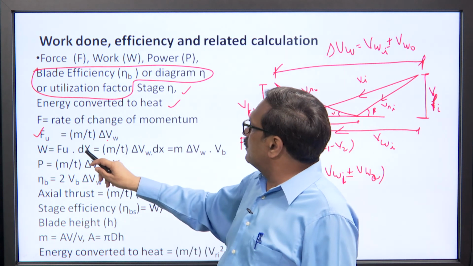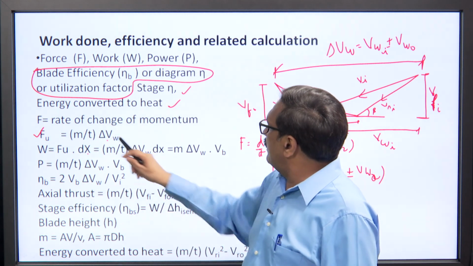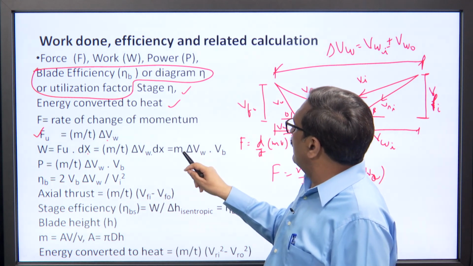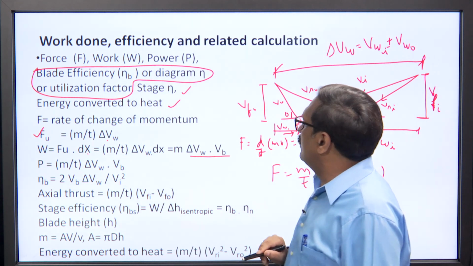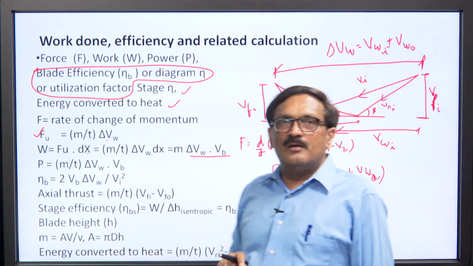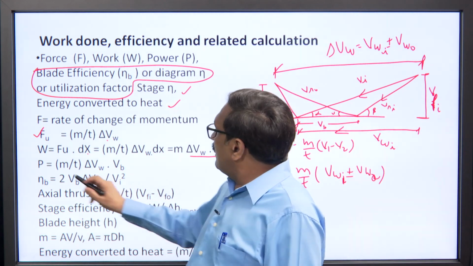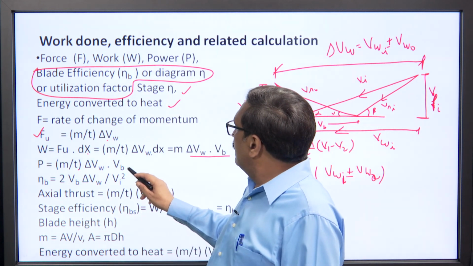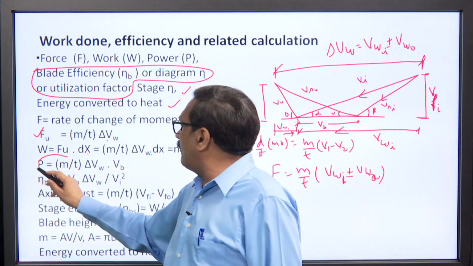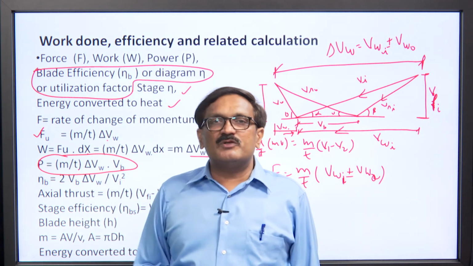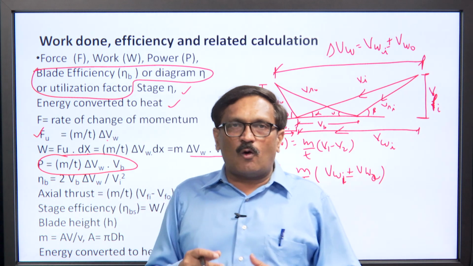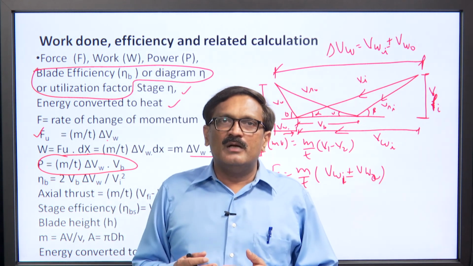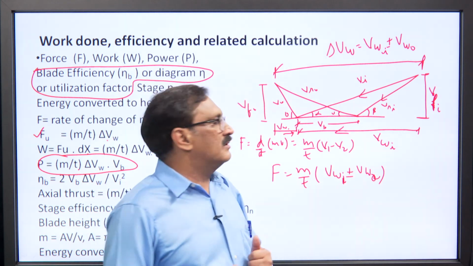Work done is force into distance moved. So, force is this one, distance moved is dx, and dx by t is nothing but the blade velocity Vb. So, we can write m into delta Vw into Vb, that is the work done by the wheel. Power developed is work done per unit time, divided by the time t, delta Vw Vb, this is the power developed. Now, the efficiency of the wheel: efficiency is the output from the wheel over the input to the wheel. Output from the wheel is the work done by the wheel, input to the wheel is the kinetic energy that is supplied.